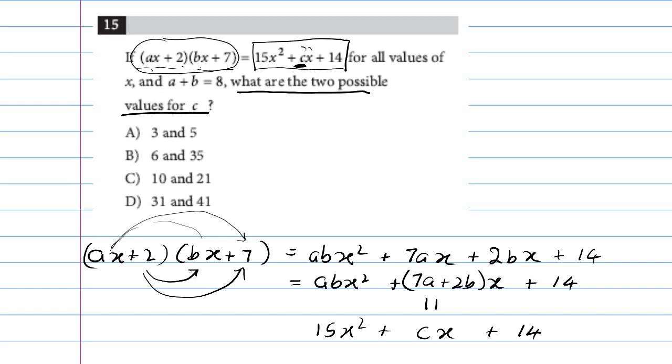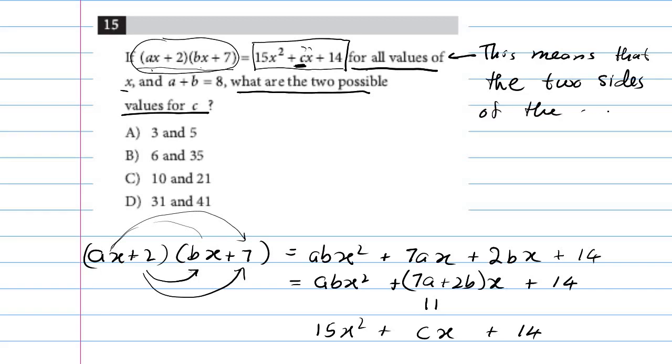Okay, so there's one more key thing. It's not just an equality. This is true for all values of x. Meaning that they are true for all values of x, they're saying they are identical. The two sides are really identical. It's not just an equation where you solve for x. It's basically an identity. So this means that the two sides of the equation are identical.